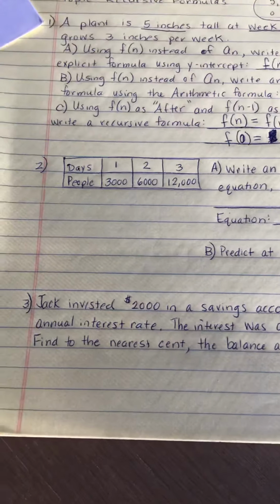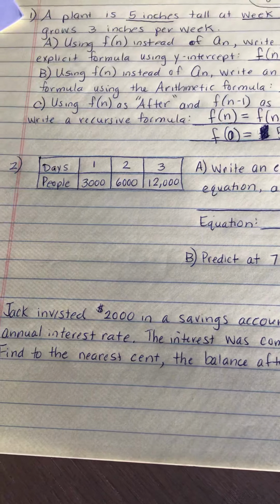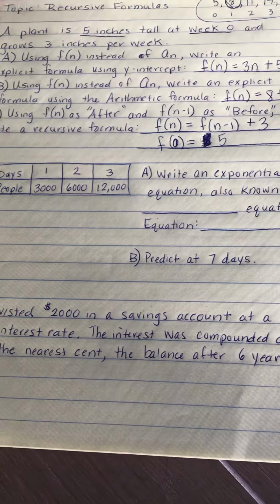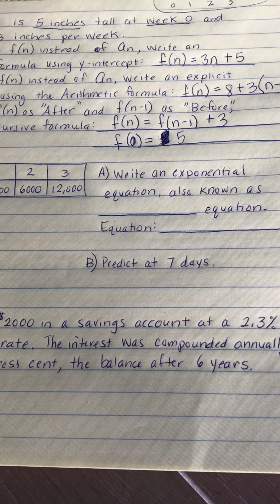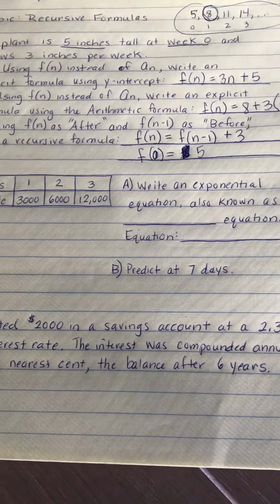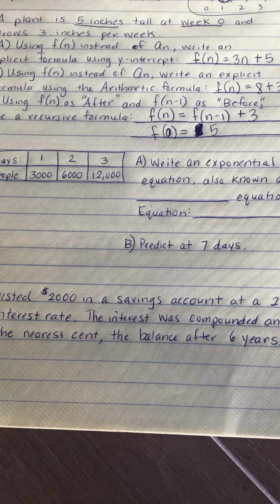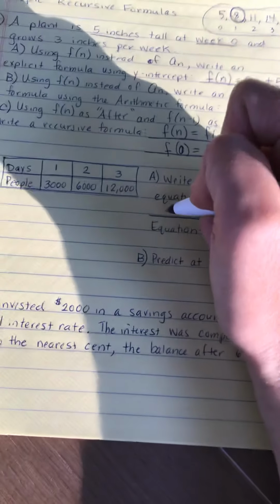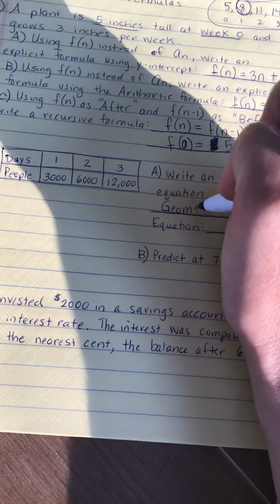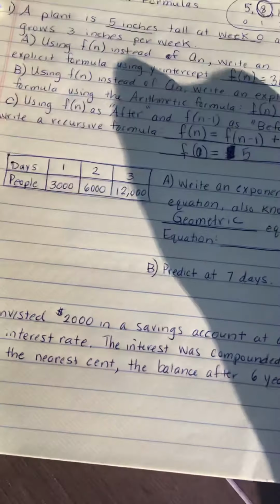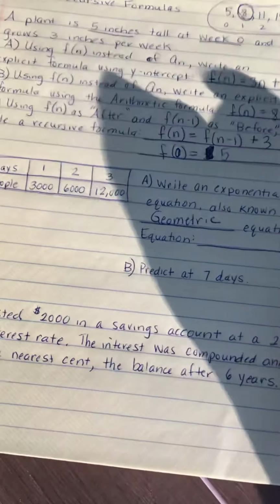Okay, so let's look at number 2 now. All right, it gives you a pattern in a table. Write an exponential equation, also known as a blank equation. What's another word for exponential that you learned? Pause and write that. All right, that would be geometric. It's a geometric sequence equation, okay?